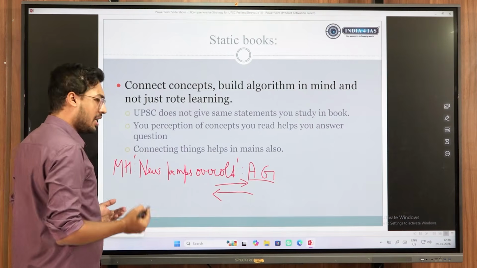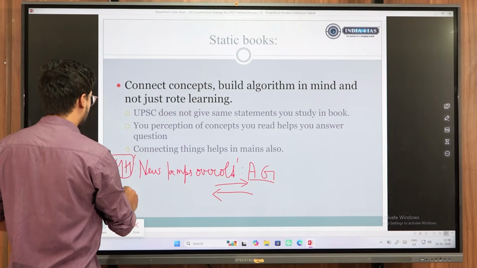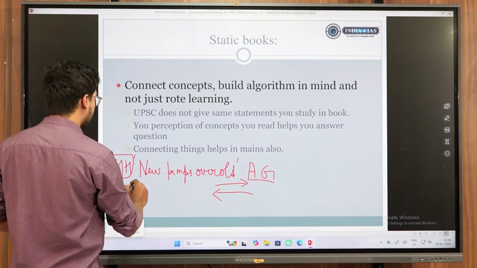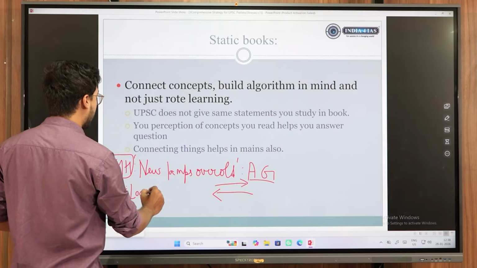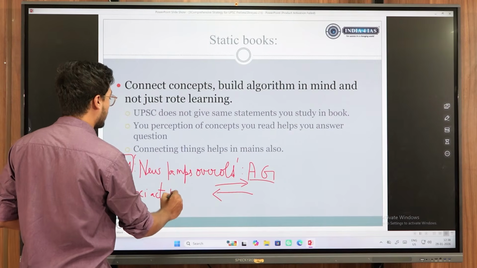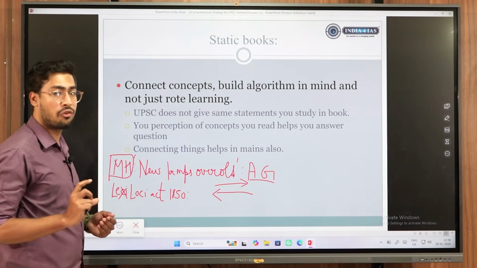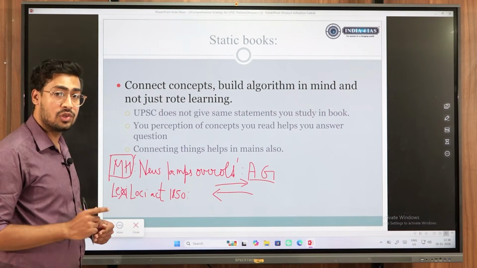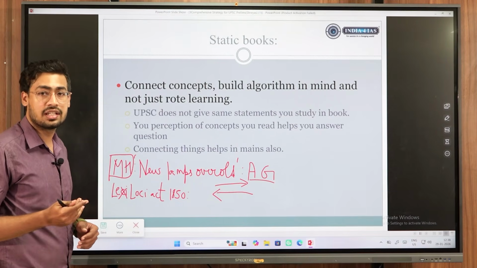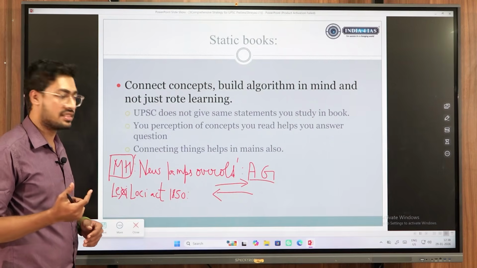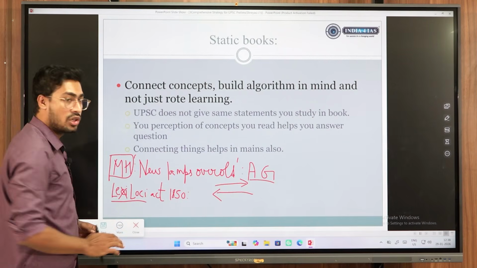Similarly, if I have to speak of another thing in modern history, I was discussing in one of the tests about the Lex Loci Act of 1850. When we are studying, if we develop a certain sort of perception, then it will help us in answering the question. You call it perception, you call it intuition, or you call it biasness, it is alternatively fine, but it is what algorithm means.